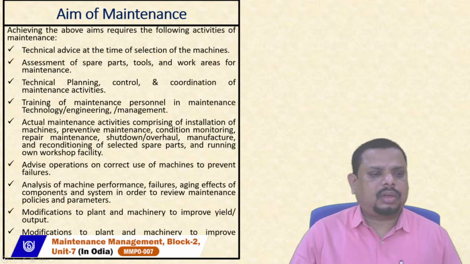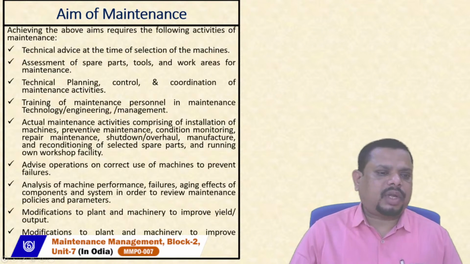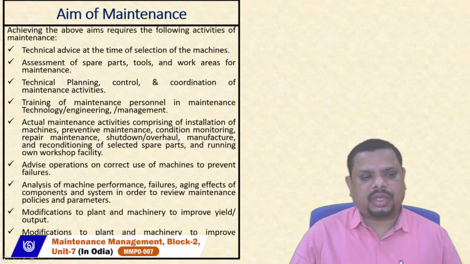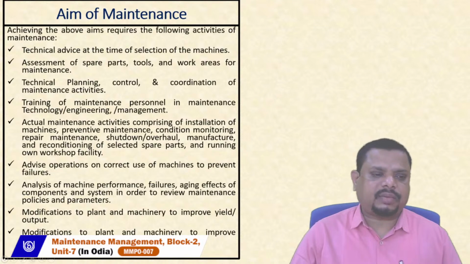maintenance personnel. Then the next point, we have actual maintenance activities comprising installation of machines, preventive maintenance, condition monitoring, repair maintenance, shutdowns or overhauls, manufacture and reconditioning of selected spare parts, and running own workshop facilities. These are the actual maintenance activities.